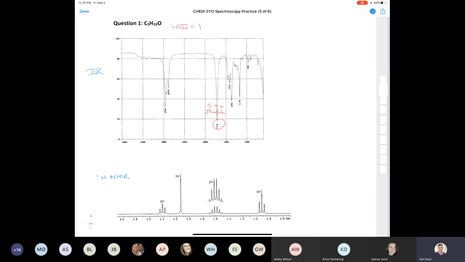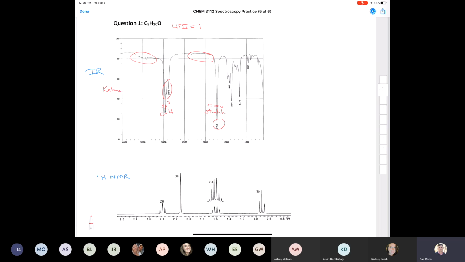I don't see anything else of immediate interest here. The only thing that kind of sticks out to me is here, which is the ubiquitous sp3 hybridized carbon hydrogen stretching. It's not aromatic, and we know that because it doesn't have a high enough HDI. There's no alcohol, there's no amine, there's no nitrogen, and so this compound is going to be a ketone.